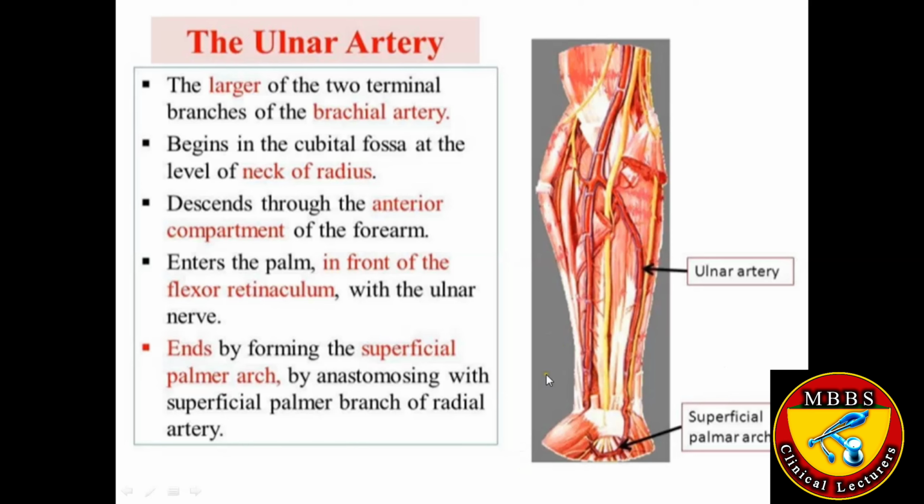Now the main arterial supply is through the ulnar artery. It is the larger terminal branch of the brachial artery, and it begins in the cubital fossa around the neck of the radius, descends in the anterior compartment more towards the medial side, and it's related with the ulnar nerve. It enters into the forearm, passes superficial to the flexor retinaculum, and terminates by anastomosing with the superficial palmar branch of the radial artery to form the superficial palmar arch.